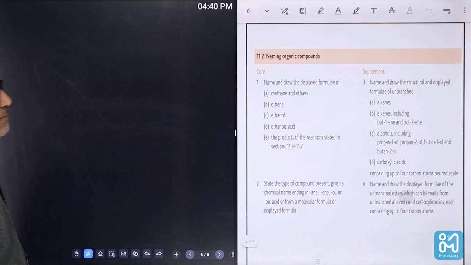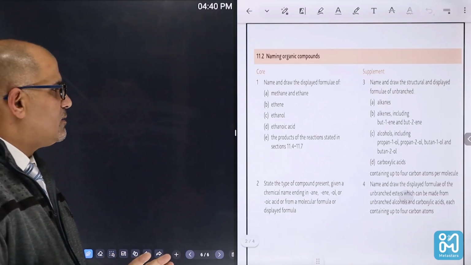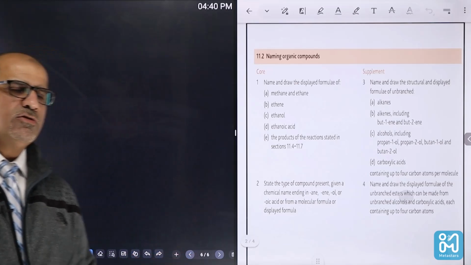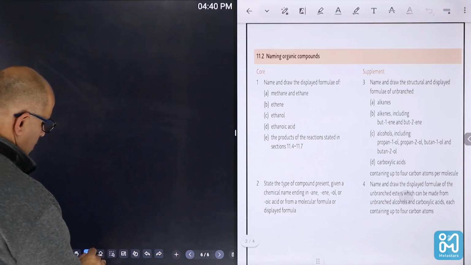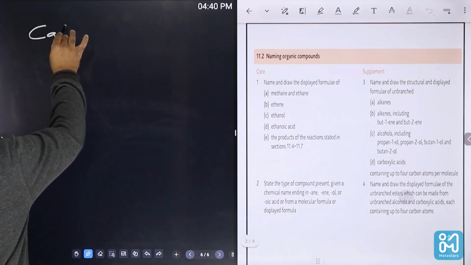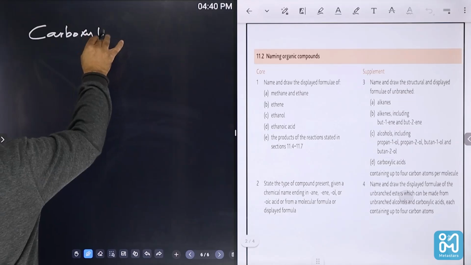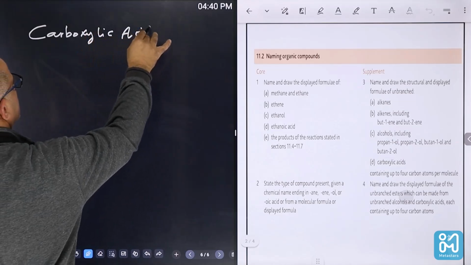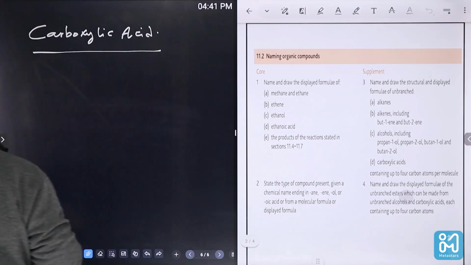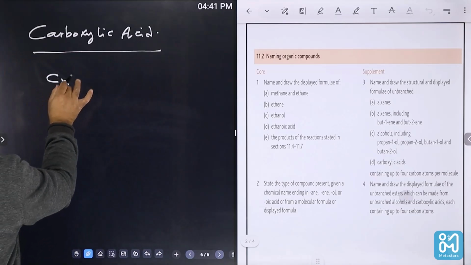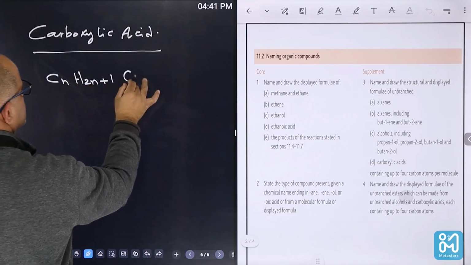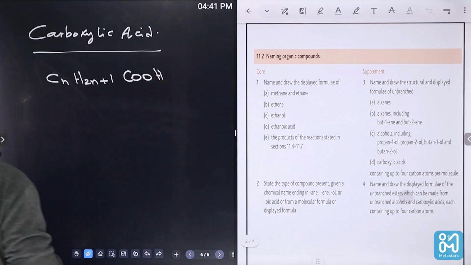What else? We have carboxylic acids. For carboxylic acids, you know the general formula of the carboxylic acid. First, you have CnH2n+1COOH. Okay?